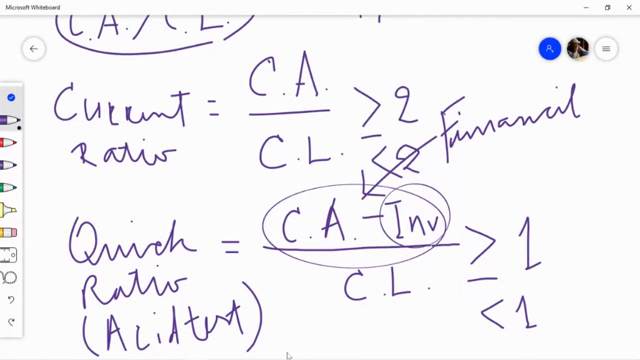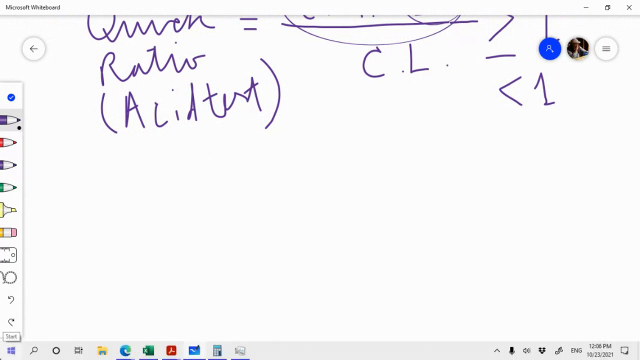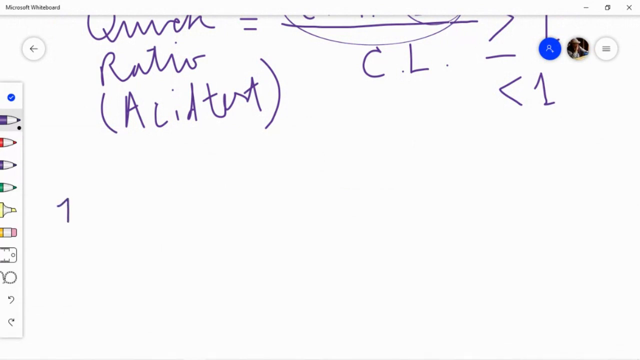All right. And then asset management ratios. The third category is asset management ratios. In the asset management category, the first ratio is inventory turnover ratio. Now, if you think about it, yes, inventory came up a while ago.